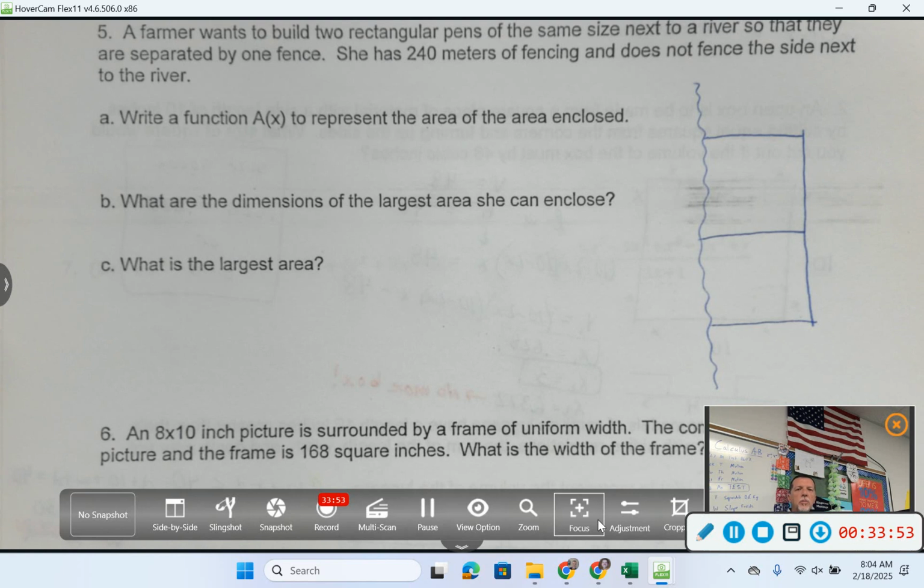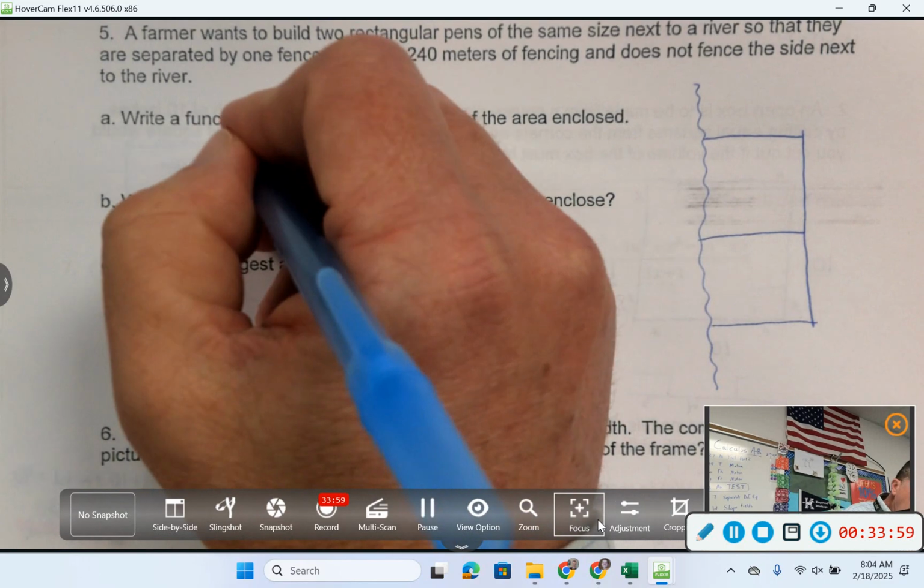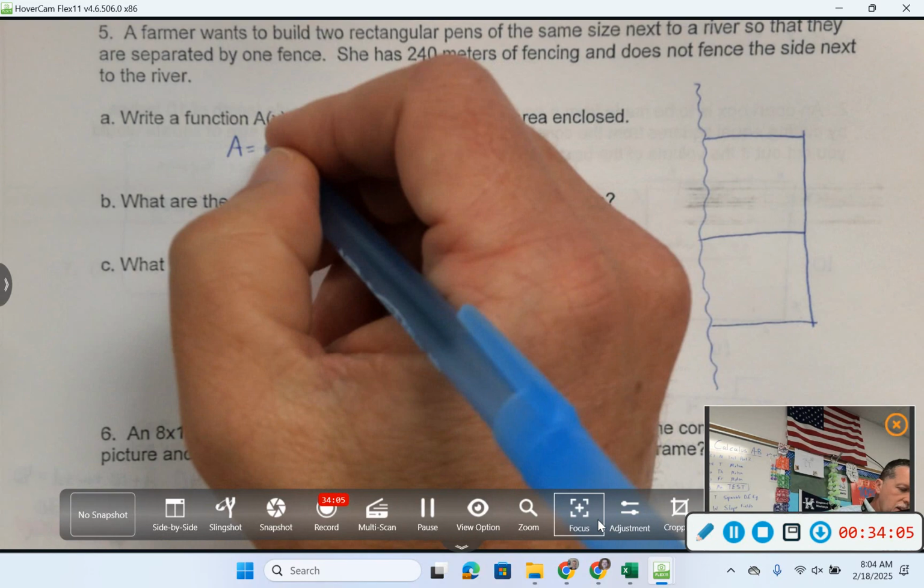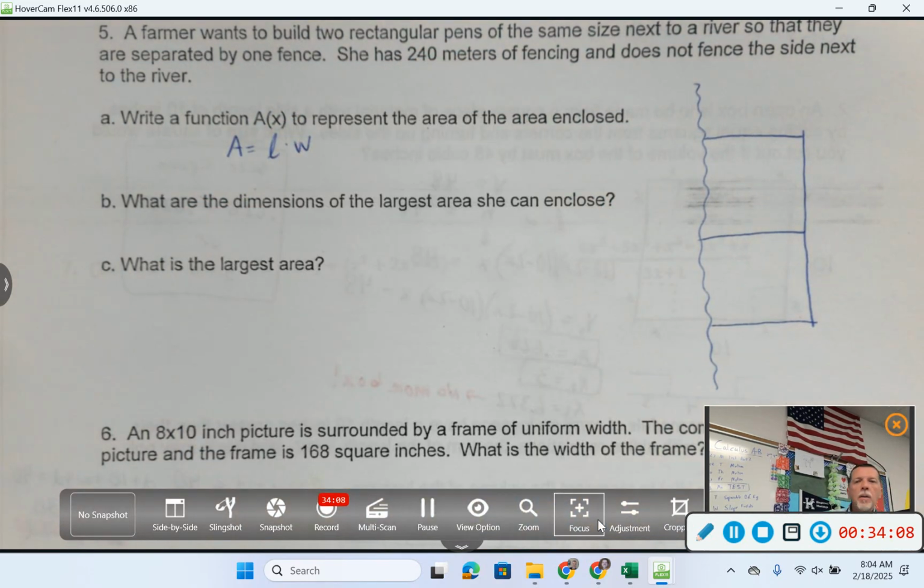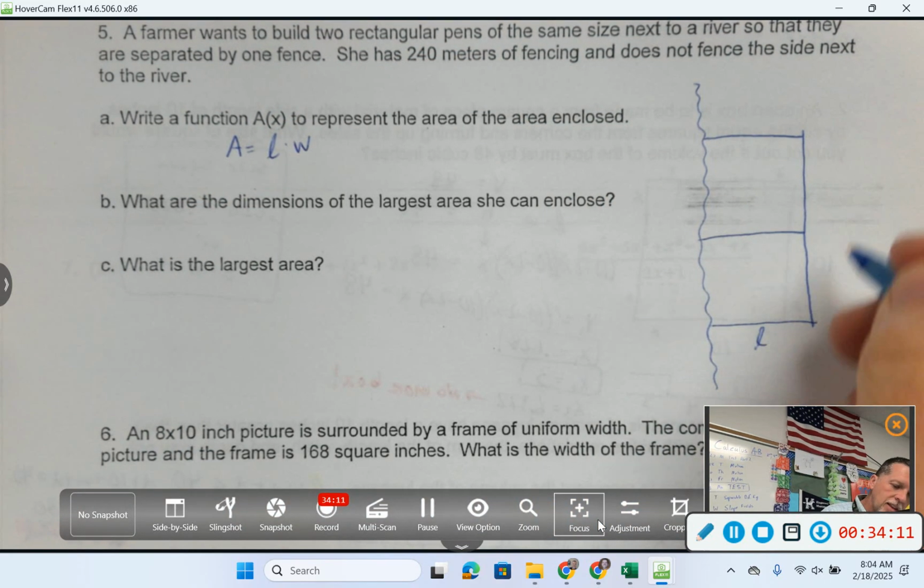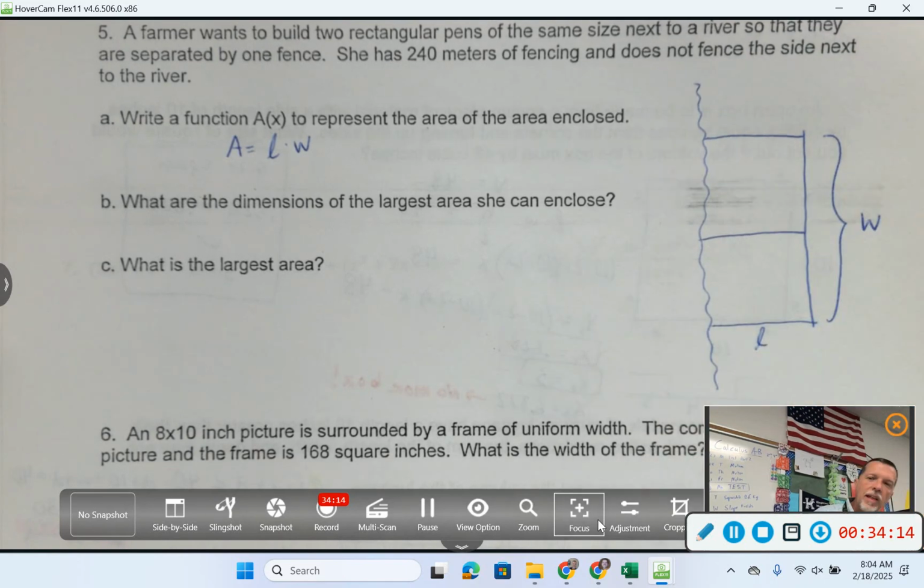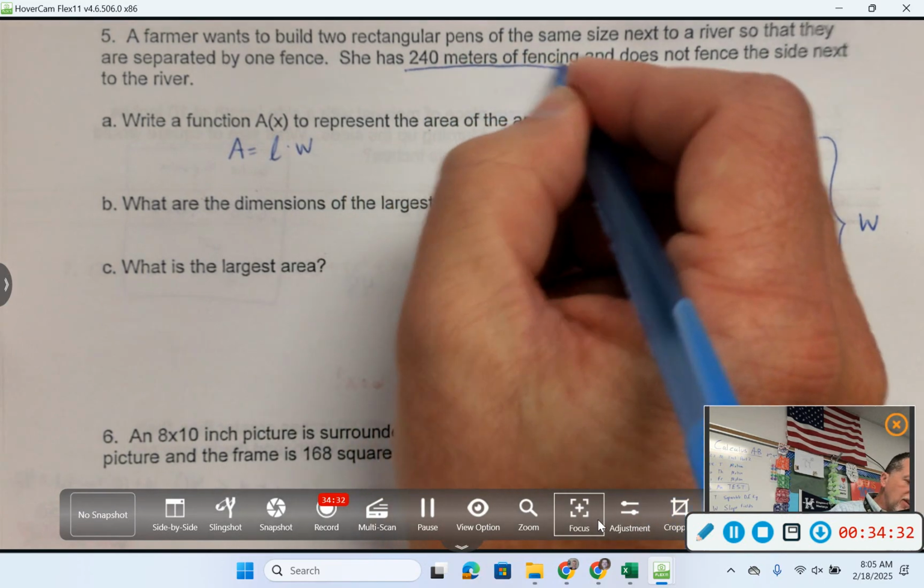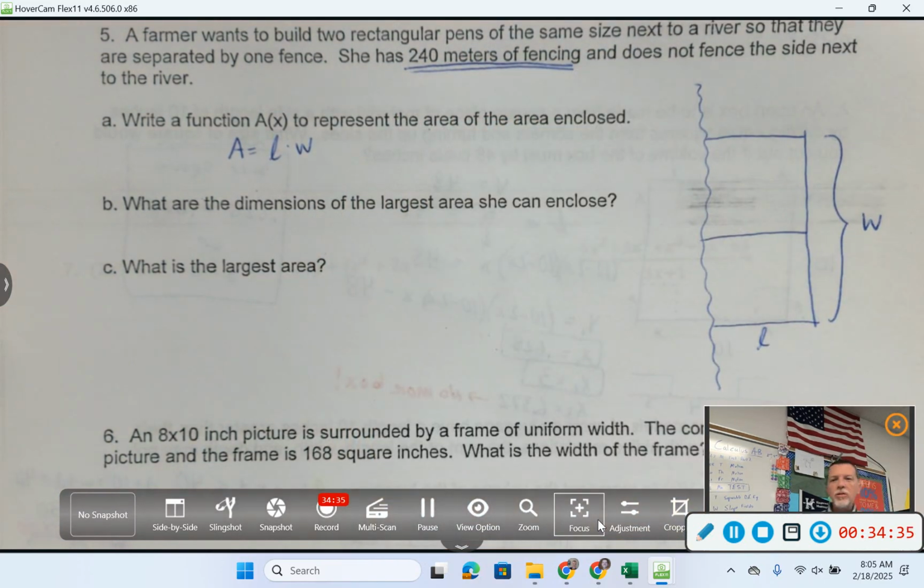Okay, write a function to represent the area of the enclosed. Well, I don't know about A of x yet. Let's just start with area is length times width. I'm going to call this length, and that width. Now I've got length times width. But there's a relationship there between L and W. Because what else do I know? It's a rectangle. Yeah, 240 meters of fencing. So what adds up to 240 meters of fencing?